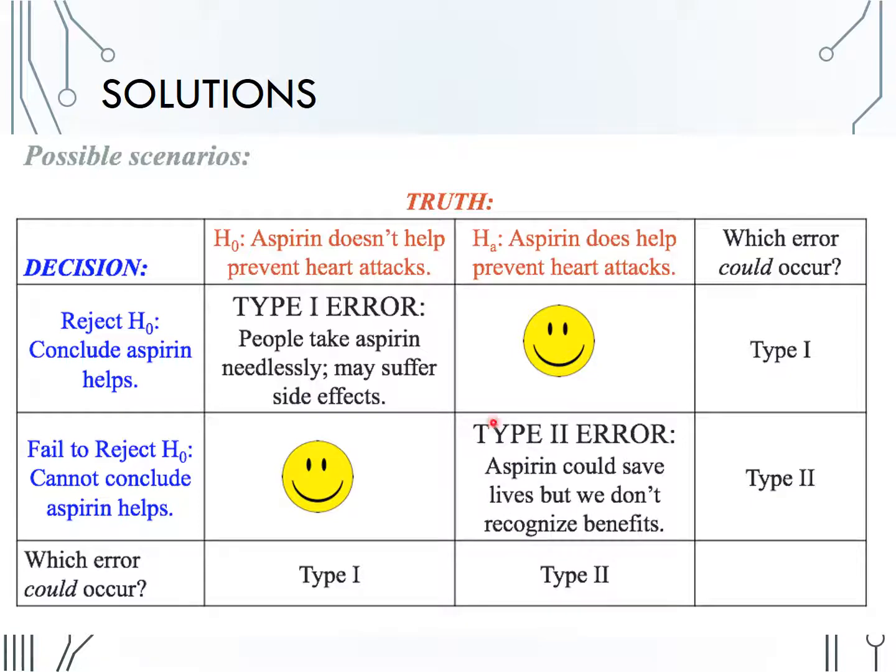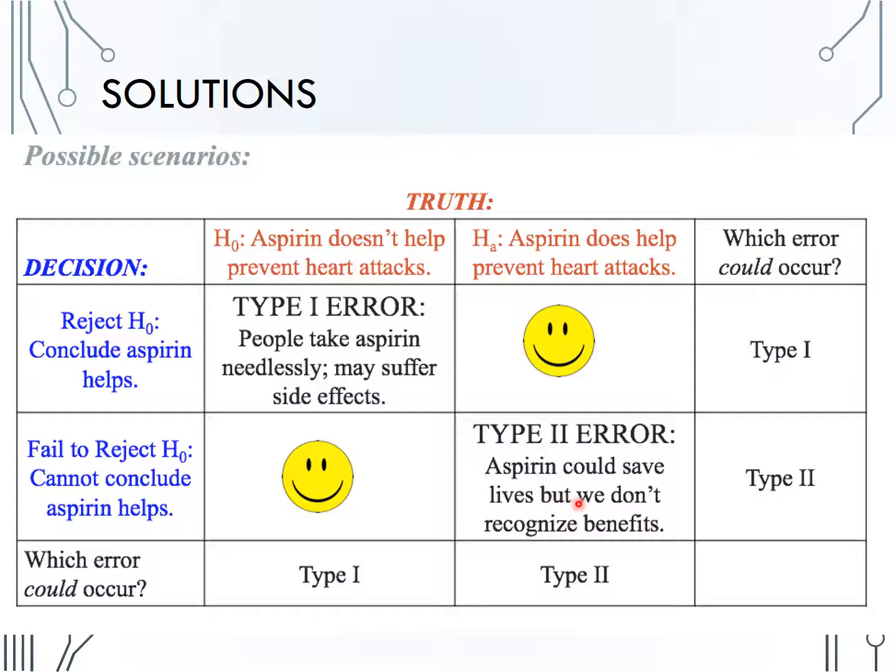In a type 2 error, I fail to reject the null, so I cannot conclude that aspirin helps, even though it does prevent heart attacks, even though the alternative is true. What are the consequences here? Aspirin could save lives, but we don't recognize its benefits.